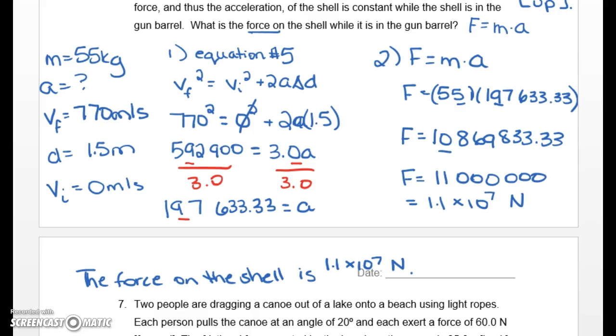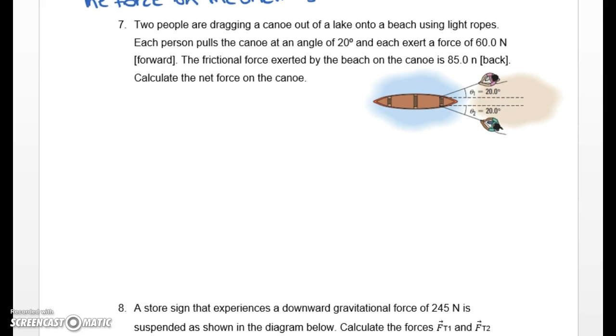Okay, so let's move on to example number 7. This one is going to have similar concepts to what we did in example number 5, where we're going to be working with an angular type of force. Two people are dragging a canoe out of a lake onto a beach using light ropes. Each person pulls the canoe at an angle of 20 degrees, and each exerts a force of 60 newtons forward. The frictional force exerted by the beach on the canoe is 85.0 newtons back. Calculate the net force on the canoe.